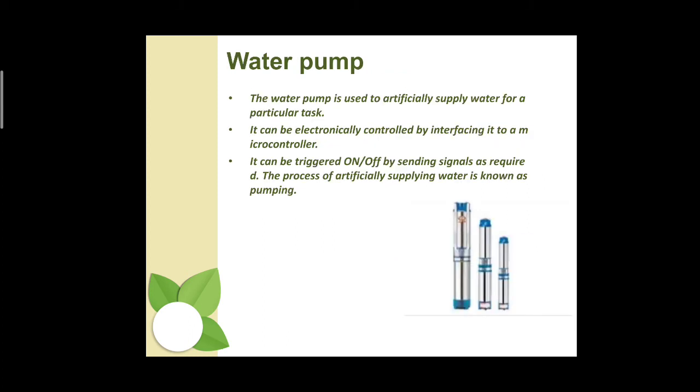Water pump. The water pump is used to artificially supply water for a particular task. It can be electronically controlled by interfacing into a microcontroller. It can be triggered on or off by sending signal as required. The process of artificially supplying water is known as pumping.